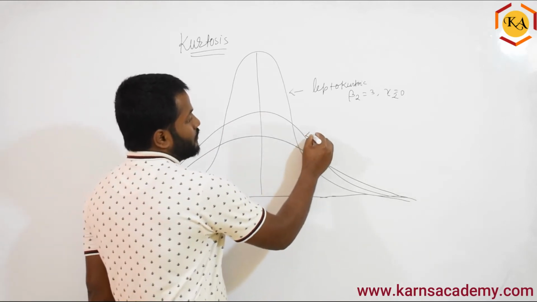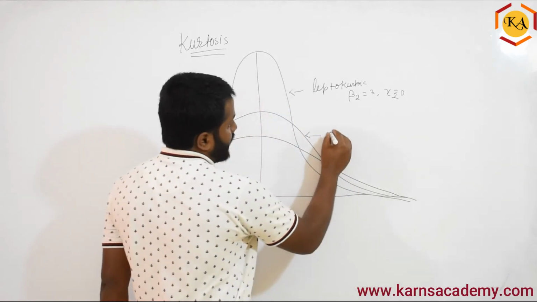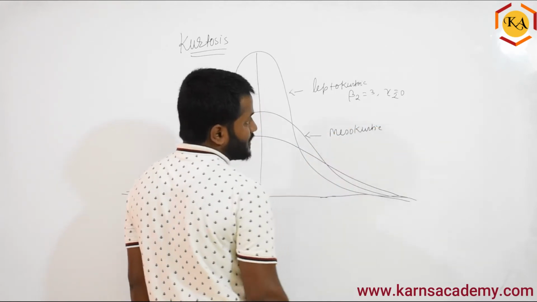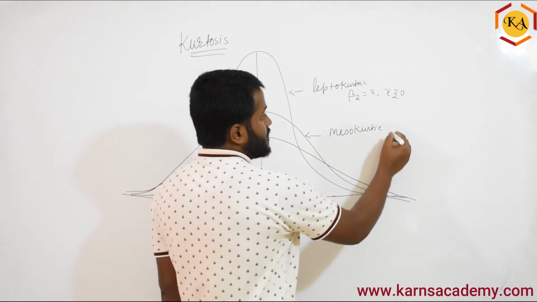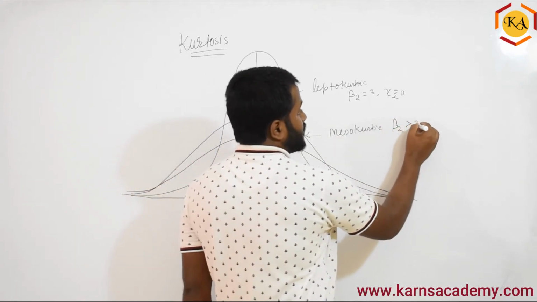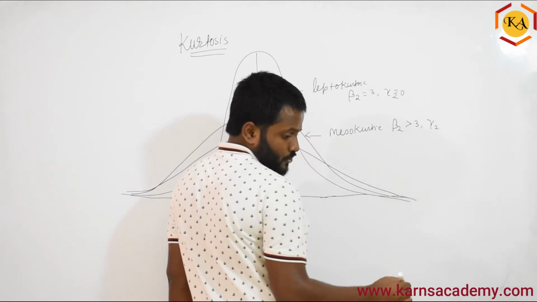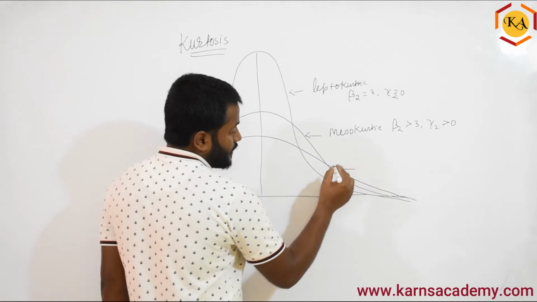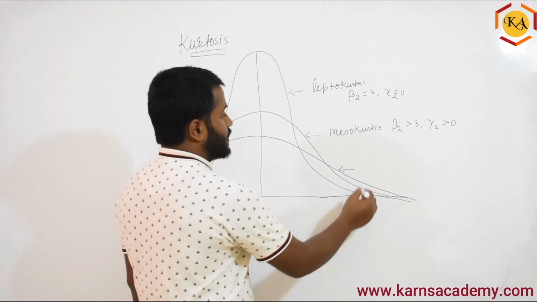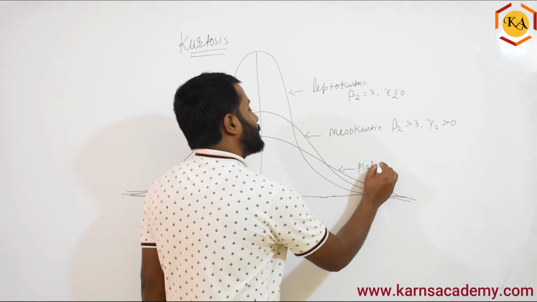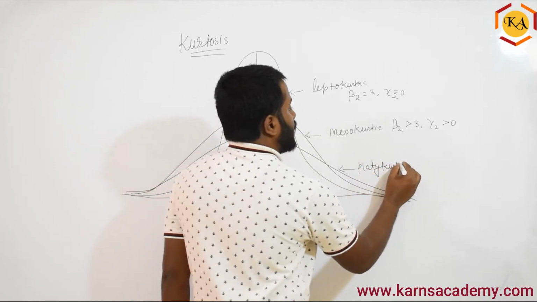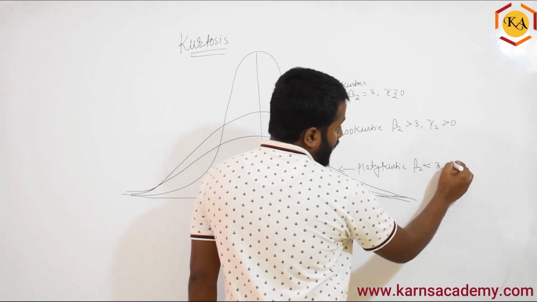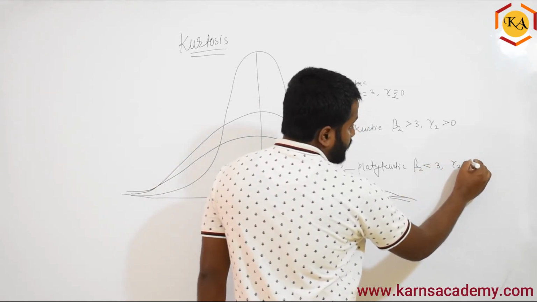The second one we call mesokurtic, M-E-S-O-kurtic. The condition for it is beta 2 should be greater than 0 and gamma 2 should also be greater than 0. And the third type, which is very flat, is called platykurtic, and the condition is beta 2 should be less than 3 and gamma 2 should also be less than 0.